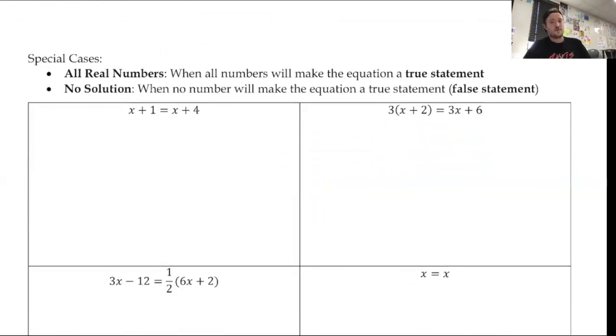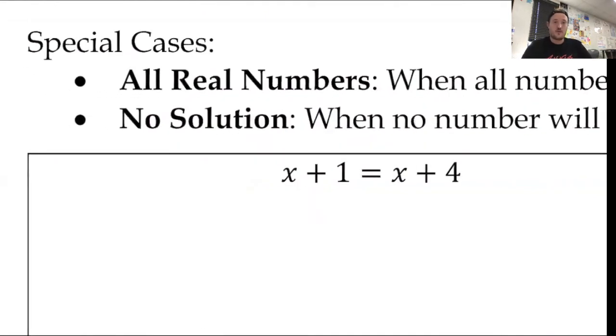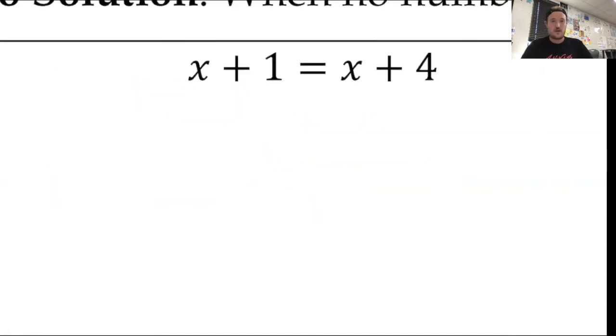All right, so now we're looking at the special cases. So we could have two different types of special cases. One in which the answer would be all real numbers, or in which the answer would be what we call no solution. So we're gonna look to see what that looks like mathematically.